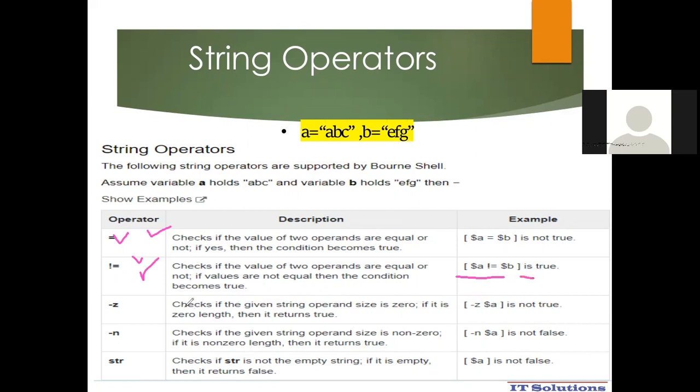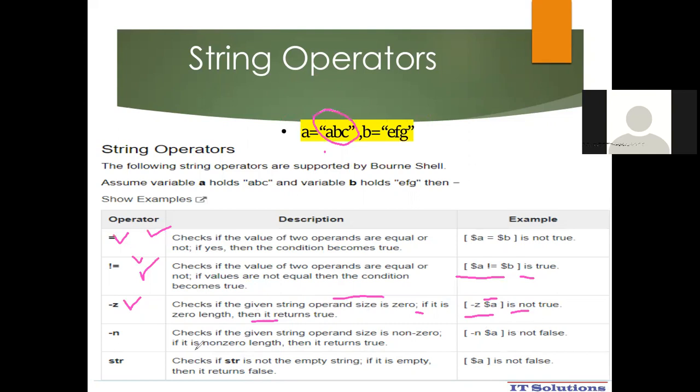Now we have the next operator, dash z. Let's check what exactly it is. It checks if the given string operand's size is 0. If it is zero length, then it returns true. How can you check it? For example, you can write dash z and your variable where you have declared the string. In the case of our variable A, the size of our string is not 0, that's why it is not true.